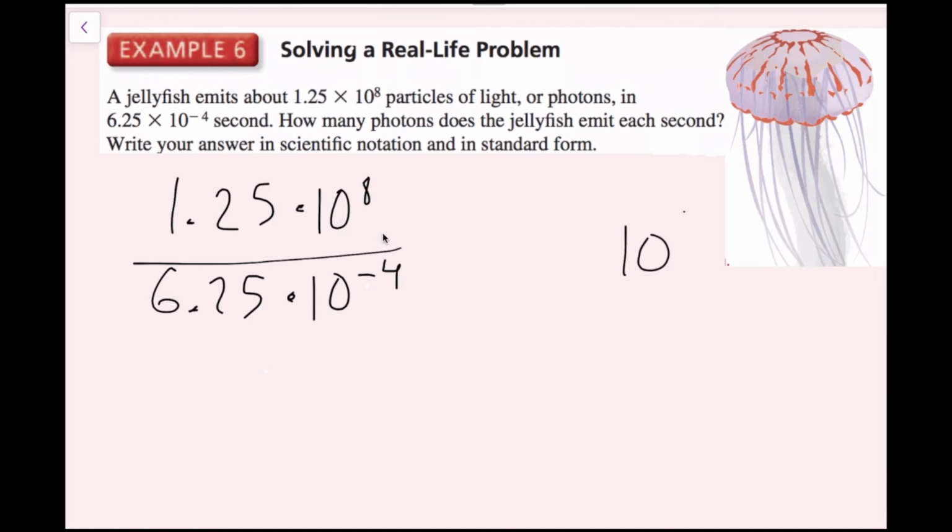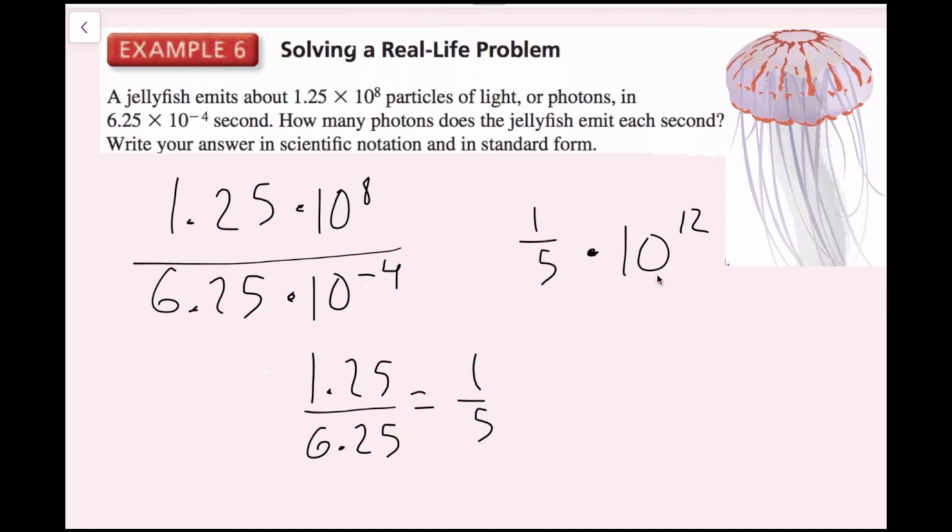So 10 to the 12th power times, and then 1.25 over 6.25. But if you recognize this, 1.25 over 6.25 is the same thing as 1/5. This is 1/5 times 10 to the 12th power, okay? And you could do this out as well, okay? Well, 1/5 is the same thing as 0.2. Once again, you could do that out. But this is going to be 0.2 times 10 to the 12th power.